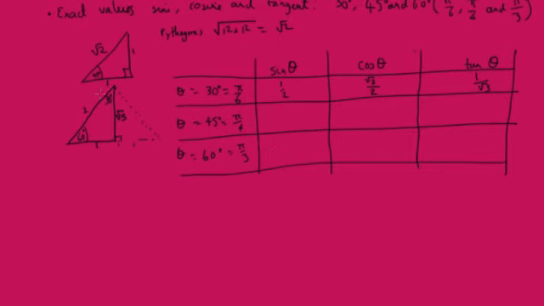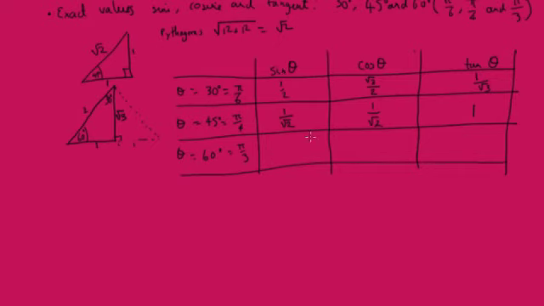Now the 45, which is this one up here, 45 degrees, so the sine of 45 degrees is going to be opposite over hypotenuse, which is 1 over root 2. And for an angle of 45 degrees, the cosine is actually the same. And the tangent is going to be just 1. So that's quite an interesting result.